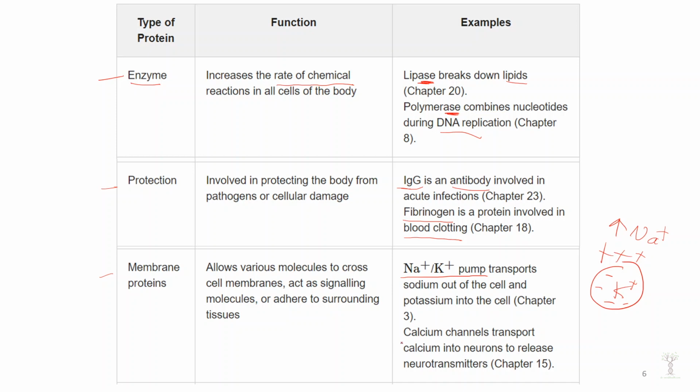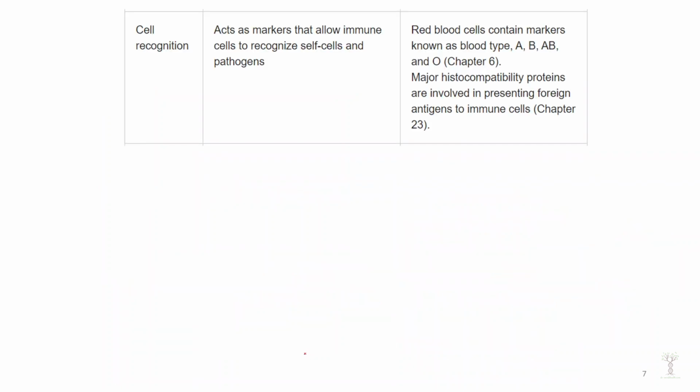Other membrane proteins will move things across cells like ions, like calcium. So a calcium channel will move calcium, a sodium channel will move sodium. We also have membrane carrier proteins that will move, say, sugar or amino acids across a membrane.